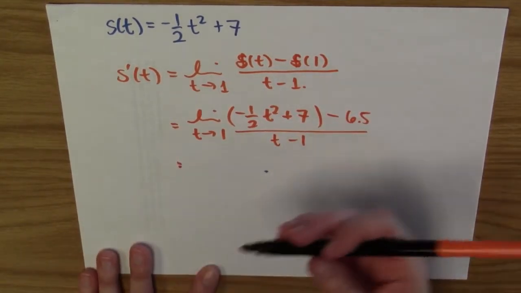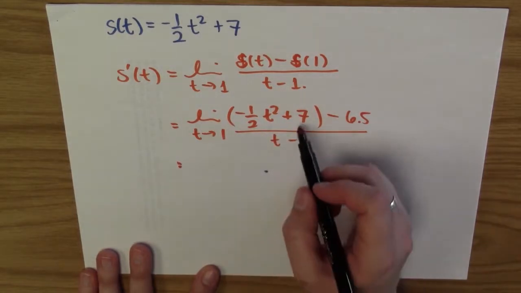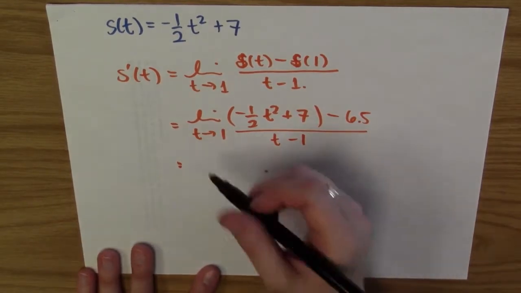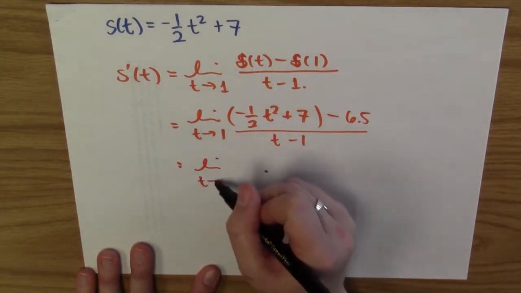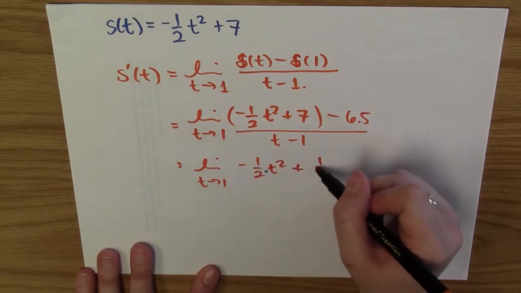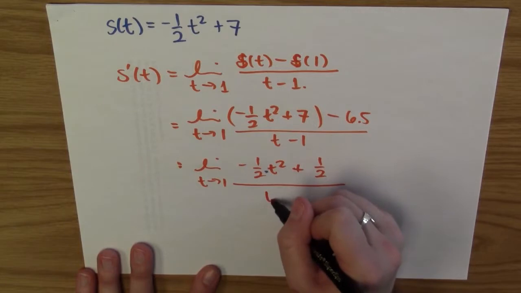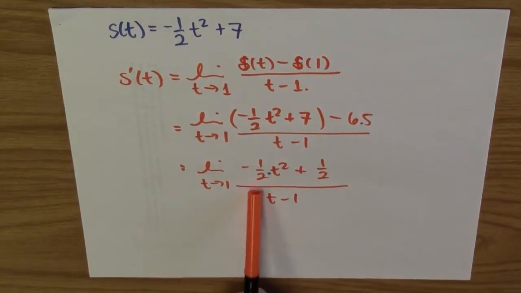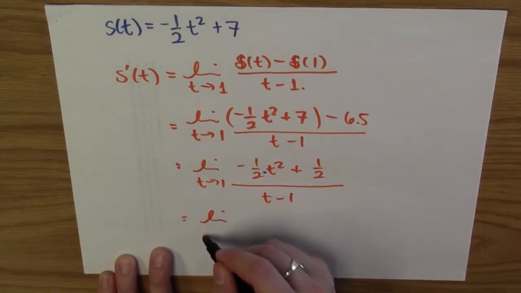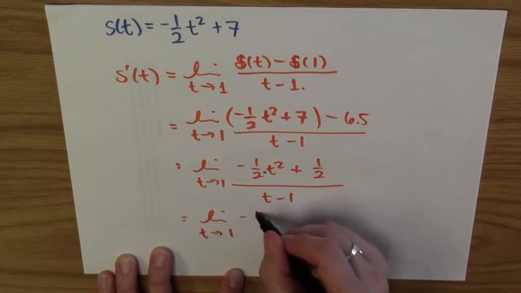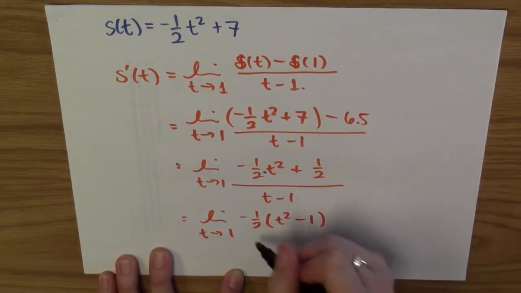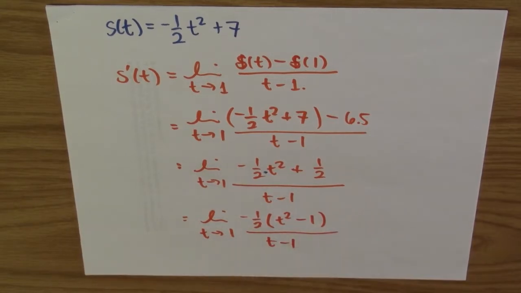So now, I calculate the limit by taking off the parentheses. I don't really need them. And then 7 minus 6.5 is just 1/2. So this is the limit as t approaches 1, negative 1/2 t squared plus 1/2 all over t minus 1. Since I have 1/2 in this term and 1/2 in this term, let's go ahead and factor that out. So limit as t approaches 1, we'll even factor out negative 1/2, so we get positive t squared minus 1 all over t minus 1.